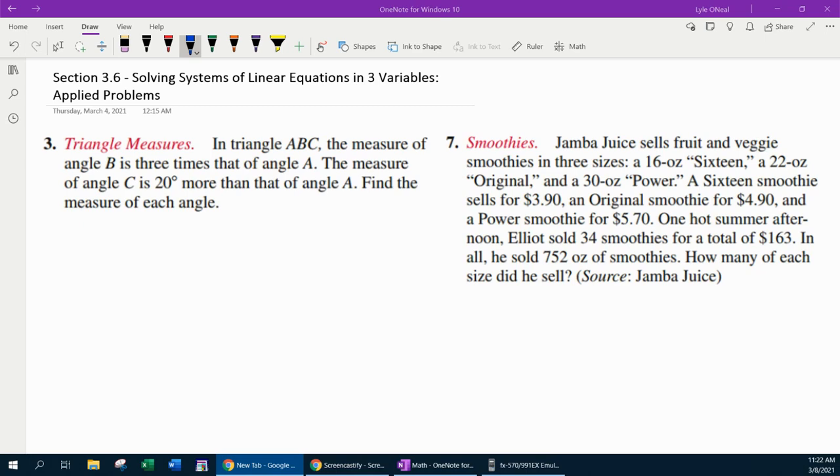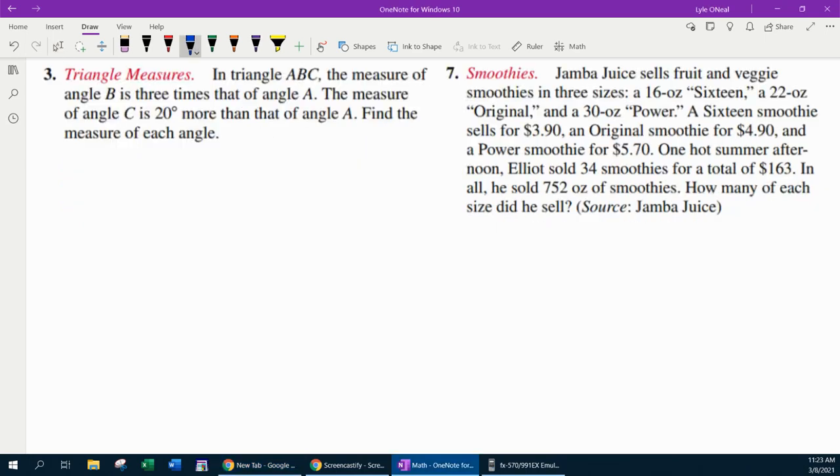And then if you have to work these out by hand, doing it manually, you can refer back to my lesson on solving systems of linear equations in three variables. But for this lesson, in order to solve the system, we're going to be using the calculator. Starting with problem number 3, triangle measures.